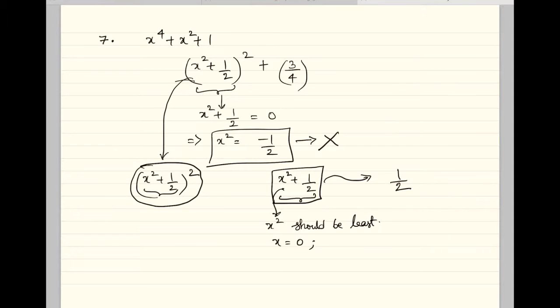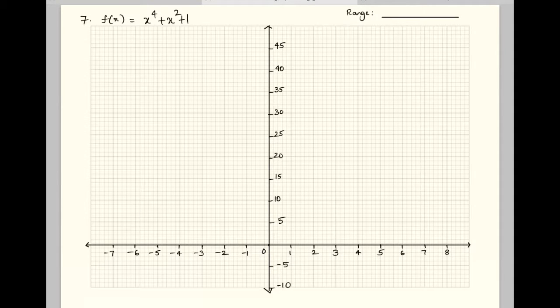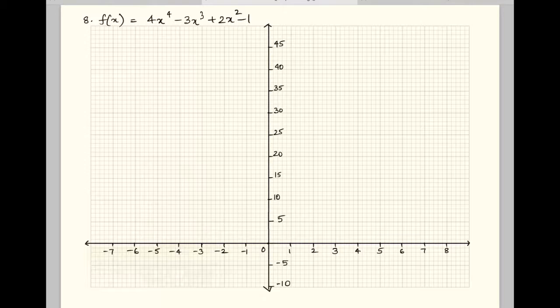So the overall expression's least value will become 1 by 2 whole square plus 3 by 4, that is 1 by 4 plus 3 by 4, it's 1. So the least possible value of the function is 1 and the highest possible value is infinity. So the range will be closed interval 1 to open interval infinity. Okay, let's do another function.